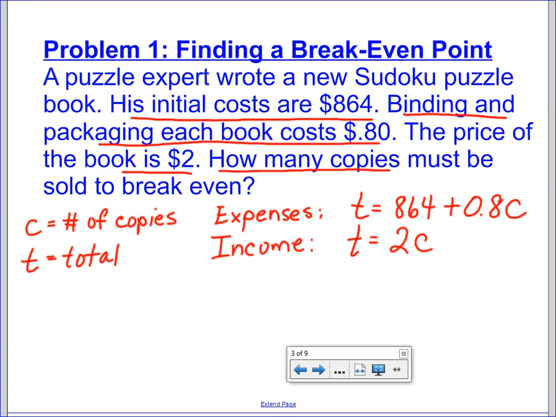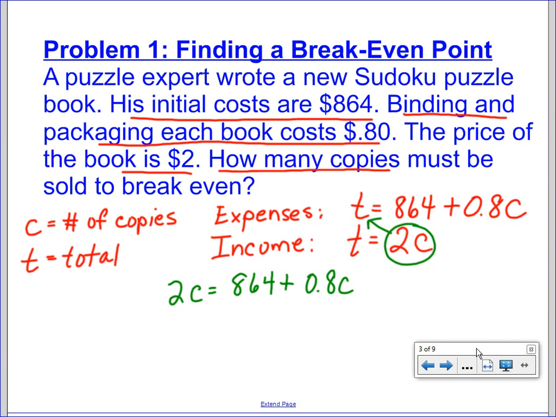Now, this is a good example where we already have a variable isolated, the variable T. So we're going to use substitution by taking T equals 2C and substituting the 2C in for the T in the first equation. So what we have is 2C equals 864 plus 0.8C.